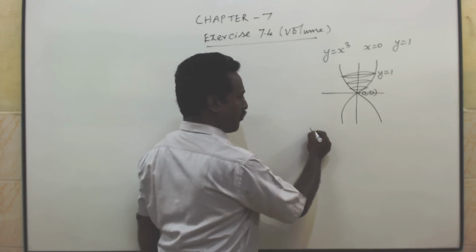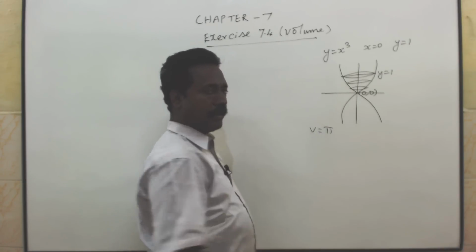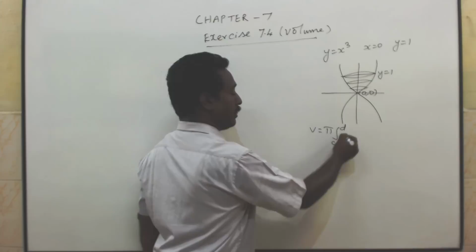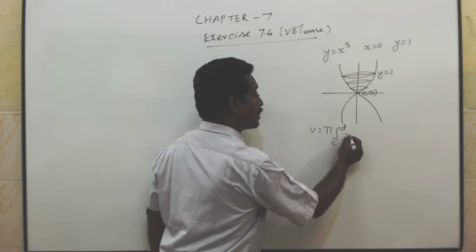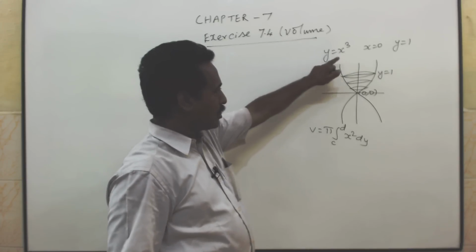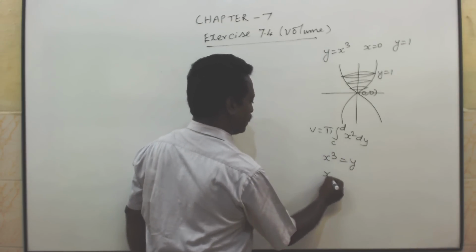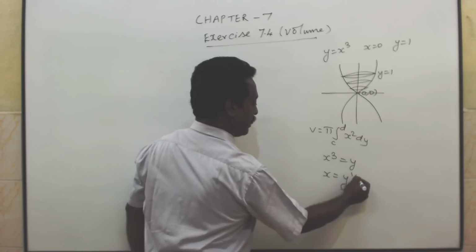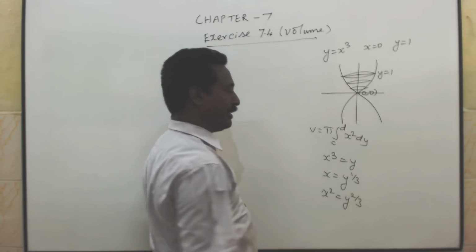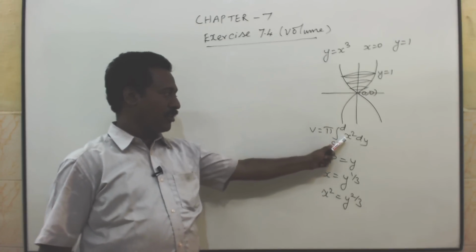Revolves about the y axis. What is the formula? V equal to pi integral c to d x square dy. But here we know only x cube, so from x cube we have to convert to x square. X cube equal to y, therefore x is equal to y power 1 by 3. X square equal to y power 1 by 3 whole square, that is y power 2 by 3. From x cube you have to calculate x square because we want x square.